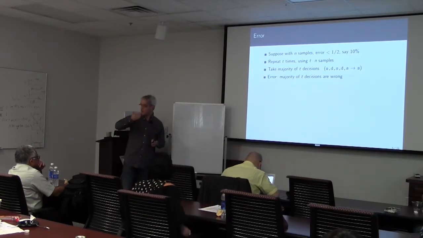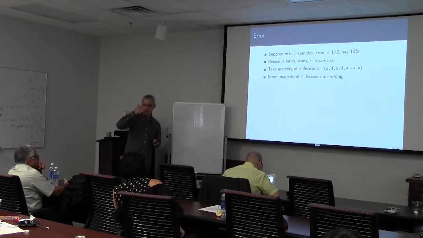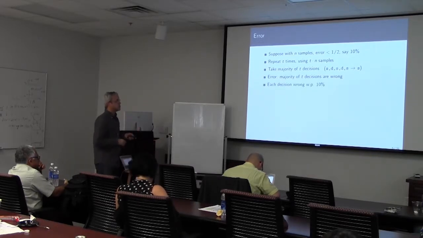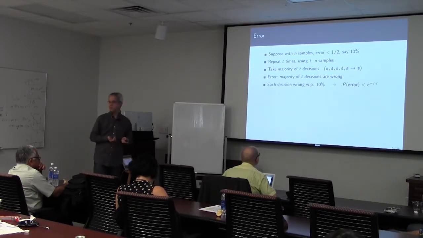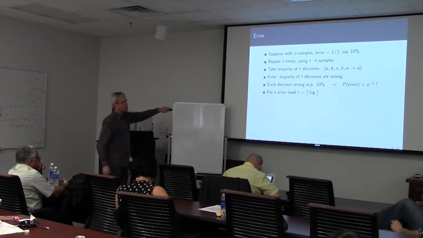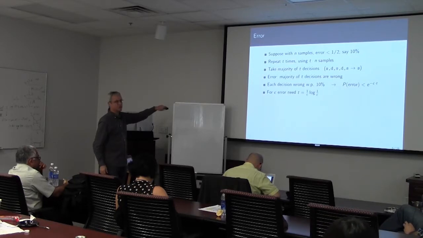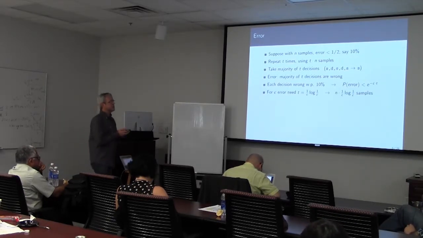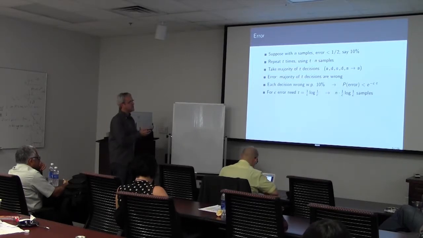What's the probability that more than half of them will be wrong? This probability is going to go down exponentially. So its decision has probability 10% of error, so the probability of error is going to go like exponential with t. Okay? And if now someone gives us any error epsilon that we want, then we want this to be less than epsilon, so we want t to be 1 over c times log of 1 over epsilon. Okay? And so the number of samples that we need is the original number n times t, so it's n times 1 over c times log of 1 over epsilon.